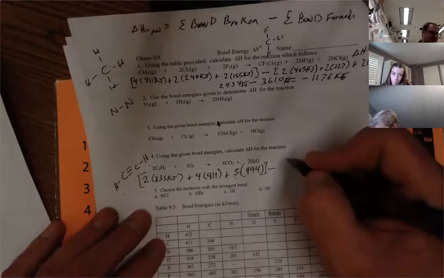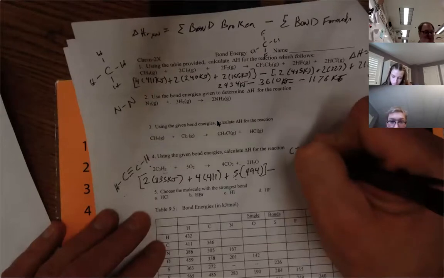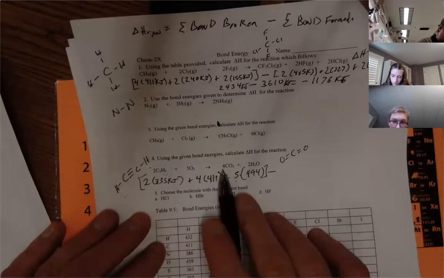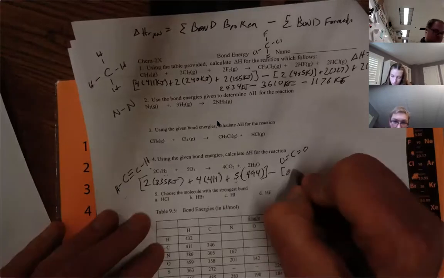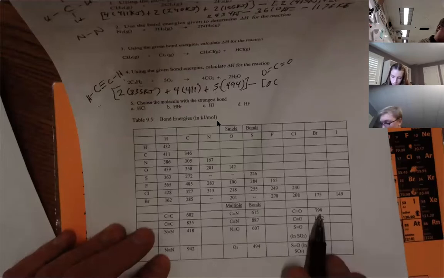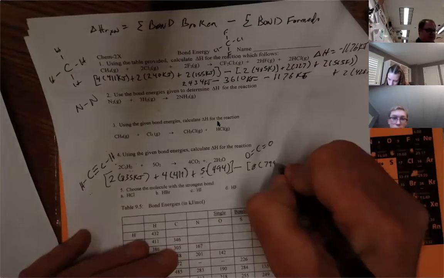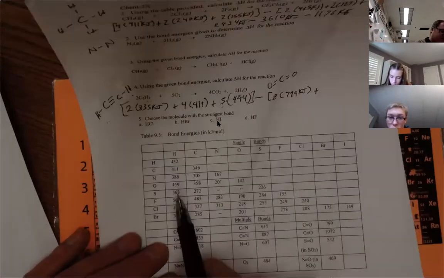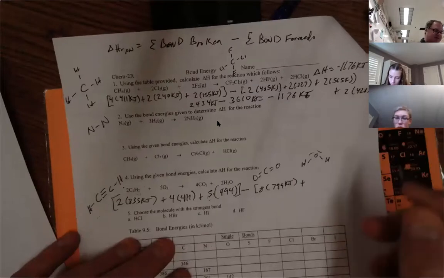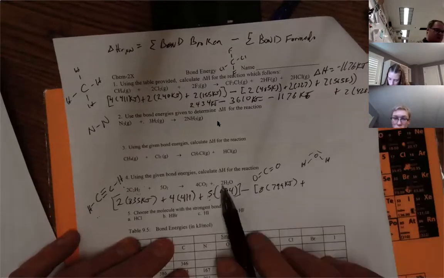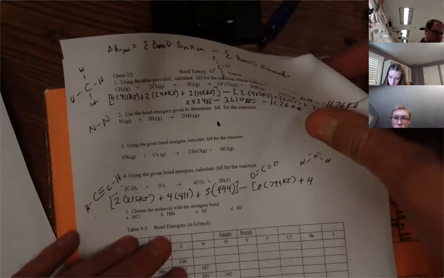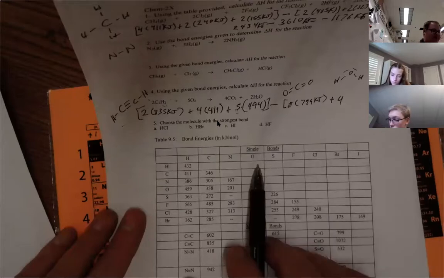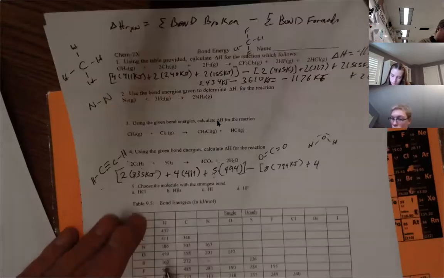Here we have CO2. So we've got two CO double bonds, but we have to multiply that by 4. So that's 8 CO double bonds. 799. Remember, all these are in kilojoules. And then we have H2O. We have 2 of that. So for every H2O, we've got 2 OH bonds. So we'll have 4 total OH bonds. OH is 459. Questions here?